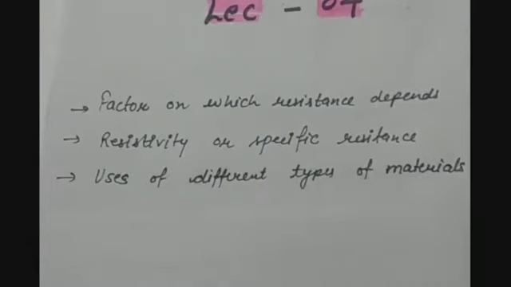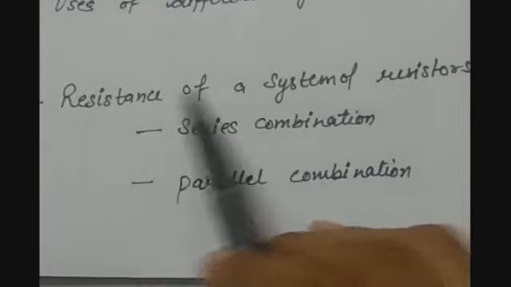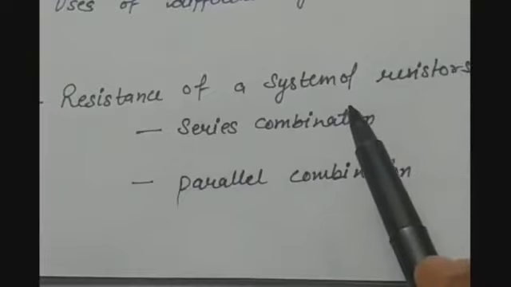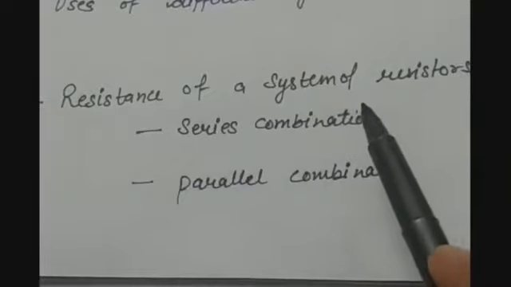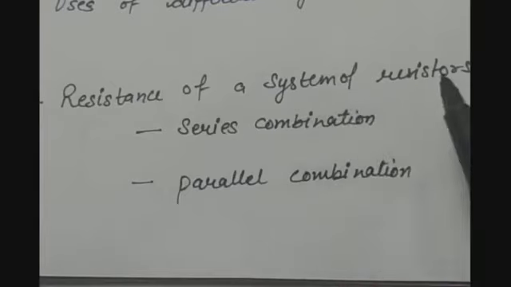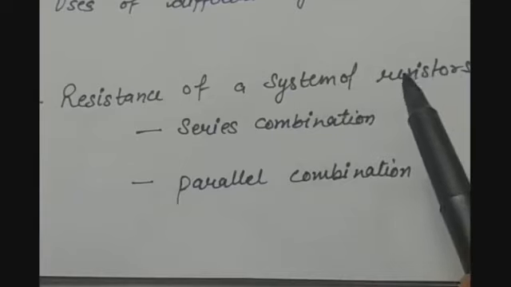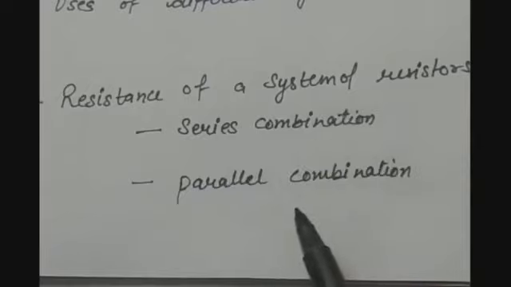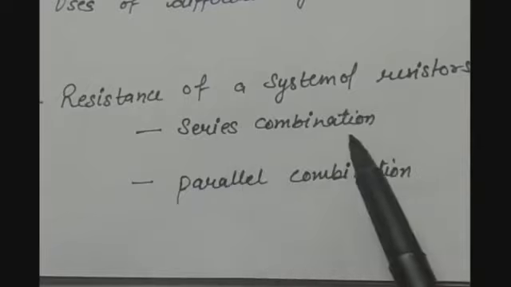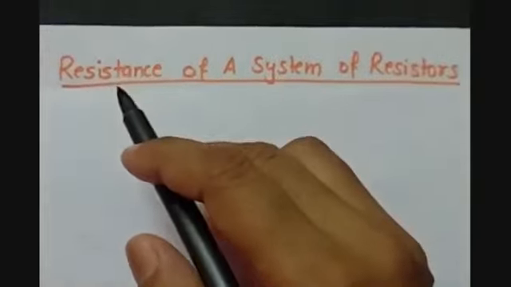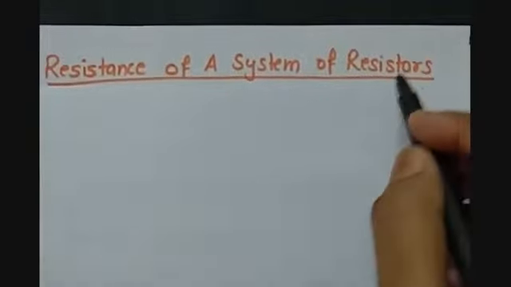In today's lecture, we will study the resistance of a system of resistors. When we are using two or more resistors together in an electrical circuit, it is called a system of resistors. The arrangement of these resistors can be of two types, series and parallel. So we can have series combinations of resistors and parallel combinations of resistors. So students, our topic is resistance of a system of resistors.